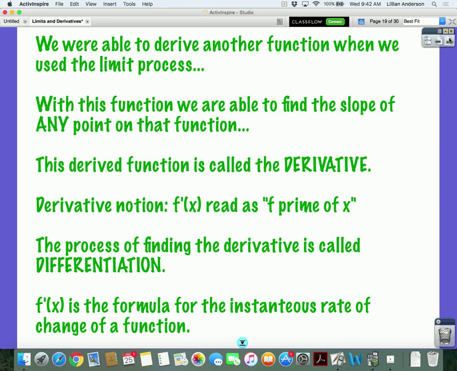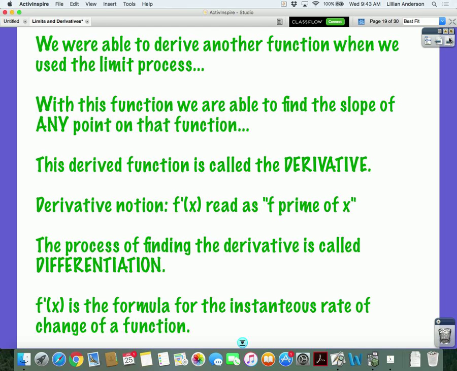So, you may ask, it may say differentiate. That just means find the derivative. To find the derivative, you evaluate the limit as h approaches 0 of f of x plus h and so on and so forth. That's basically what you're doing. When you find that formula, you're finding the formula for the instantaneous rate of change of a function.